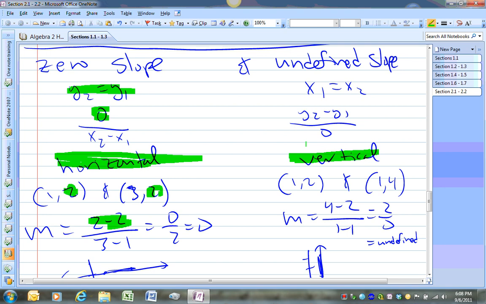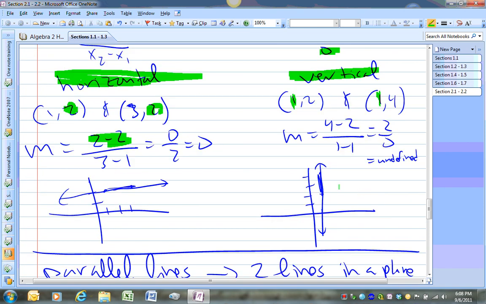For undefined slope, that's when the x values are the same. See here we have 1 and 1. So in the bottom you get 0. The top doesn't really matter, because anything divided by 0 is impossible, so that's why it's undefined. And we see by plotting the points for the horizontal and vertical lines, the lines look the way they should.